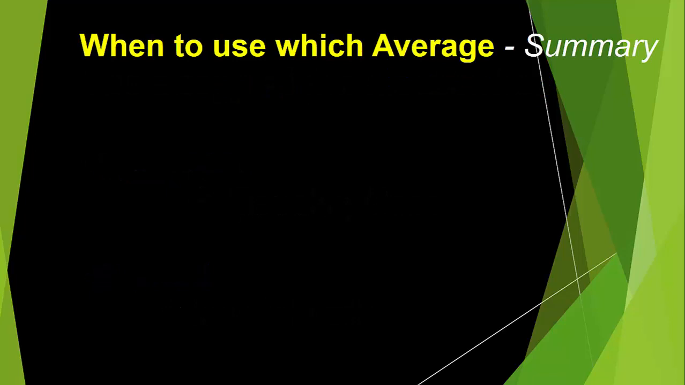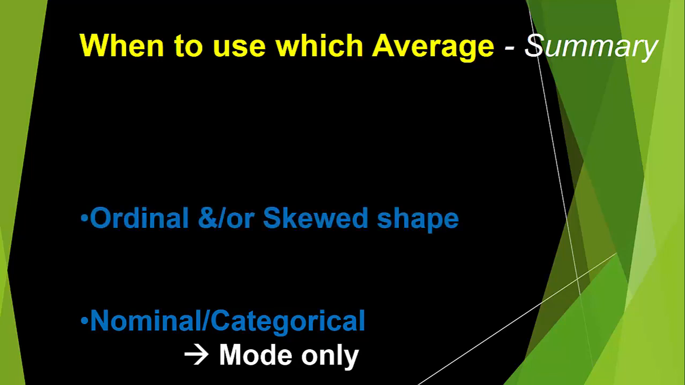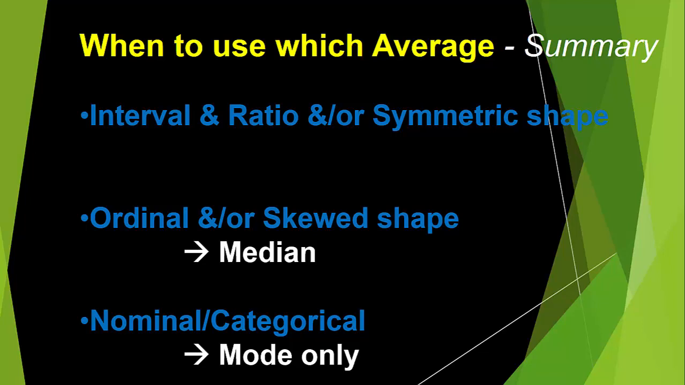In the case of the average, let's bring together the ideas that I've presented in two different ways: the hierarchy of data types and consideration of skew or non-skew. If I have nominal or categorical data, we know that there's only one average available, and that is the mode. If my data is ordinal, or if it is skewed in some way, then I'll use the median. And if my data is interval and ratio, and of course it has to be symmetric, now we can use the mean. Now these are not rules fixed firmly in stone.